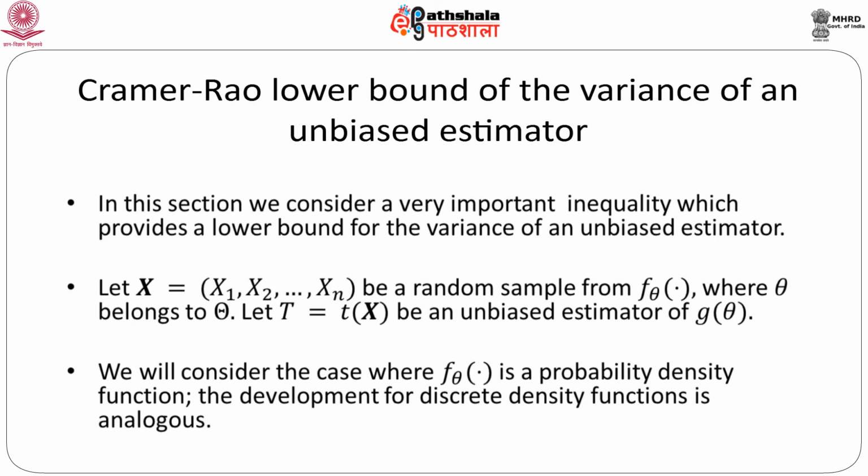In this lecture, we consider a very important inequality which provides a lower bound for the variance of an unbiased estimator. Let the vector x = (x1, x2, ..., xn) be a random sample from a population with PMF or PDF f_theta, where theta belongs to Theta. Let T be an unbiased estimator of an estimable parametric function g(theta). We will consider the case where f_theta is a probability density function. The development for discrete density functions is analogous.